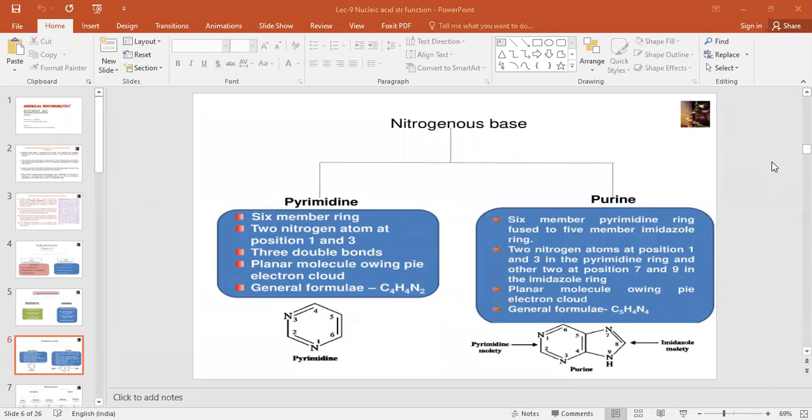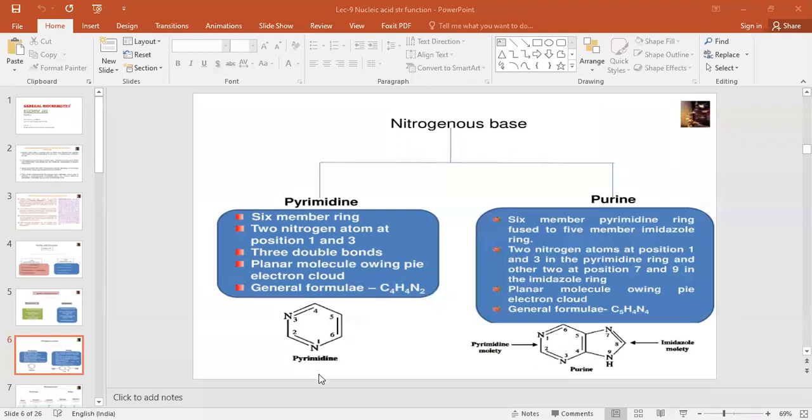Pyrimidine means what? Pyrimidine is a 6-member ring in which 2 nitrogen atoms are there, and 3 double bonds are there. It is a planar molecule, and the general formula is C4H4N2.